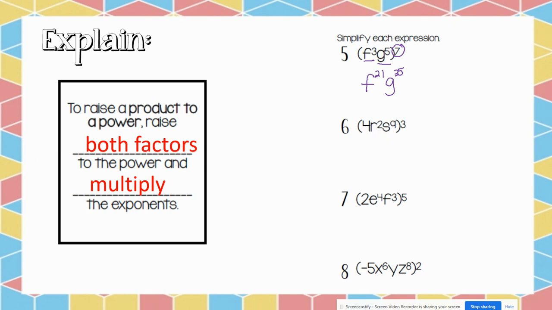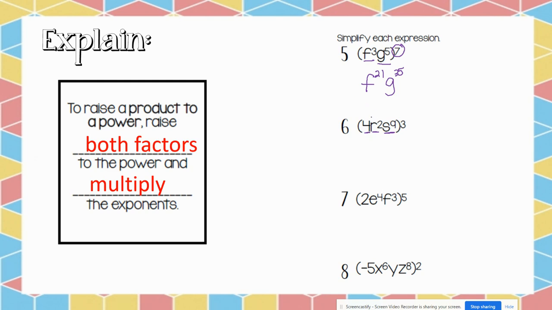Now for 4r to the 2nd, s to the 9th, all raised to the 3rd power, there is a really tricky part here with this 4. The 4 does not belong to the r. The 4 is separate from the r. The r is being raised to the 2nd power. The s is being raised to the 9th power. But the 4, it looks like, is being raised to nothing.